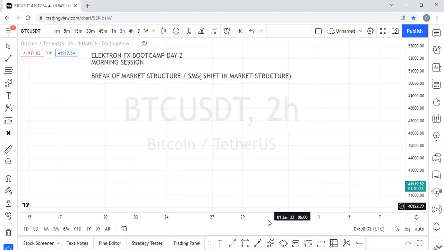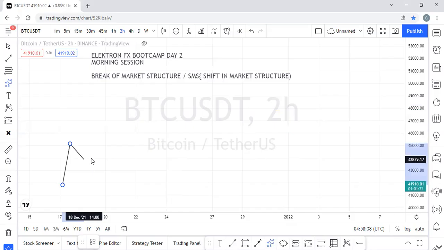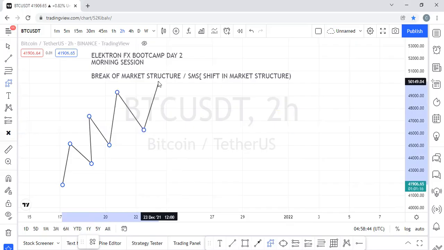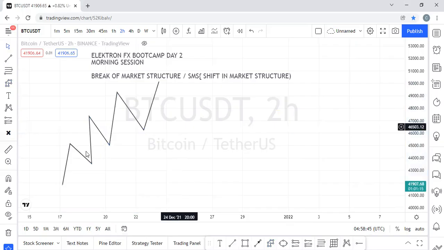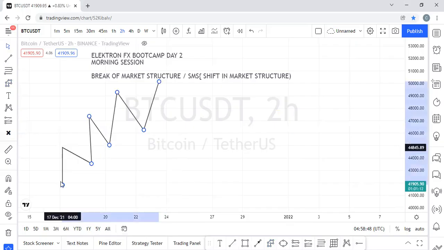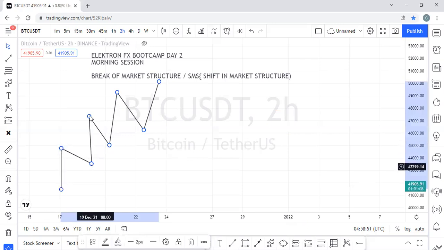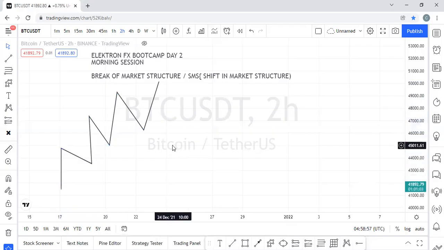Now, for the first scenario, you know that in an uptrend, we have the market doing this. This is an uptrend. When you see this, then the market is in an uptrend, and you know the drill. And this is your higher high, your higher low, your higher high, your higher low, your higher high, and then your higher low. Now, the rule of break of structure.